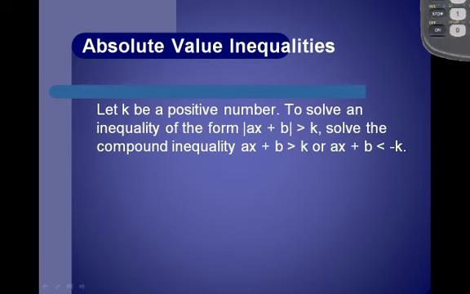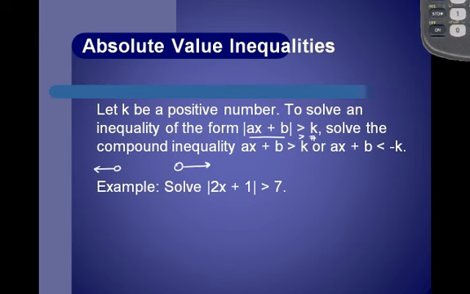For absolute value inequalities, let's do it again. Let k be a positive number. To solve an inequality of the form, the absolute value of ax plus b is greater than k, you're going to solve the compound inequality ax plus b is greater than k, or ax plus b is less than -k. Again, think about this. This means the distance from 0 is greater than some number, which means it's either greater than this way or less than this way.